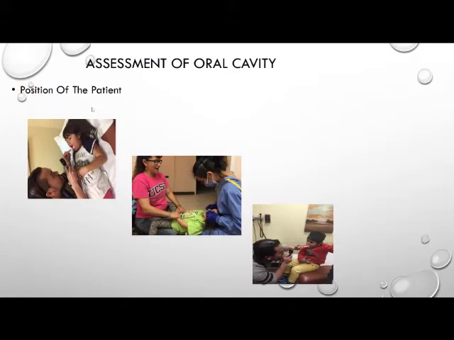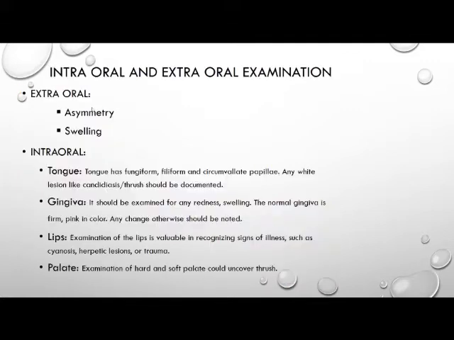The knee-to-knee position is the most effective position to assess the oral cavity for infants and toddlers. Other positions are fine, but it is good to be used in various medical and community health settings, whatever gives you a good access. The next is examination of intraoral and extraoral, where extraorally we should evaluate for the asymmetry or any swelling that would be present.